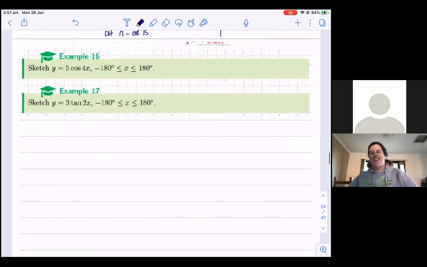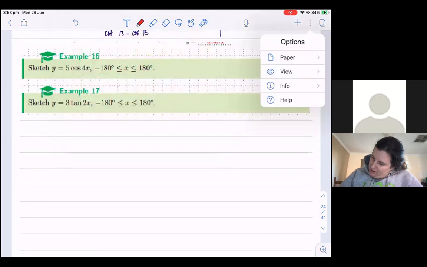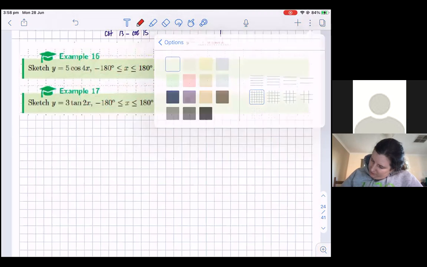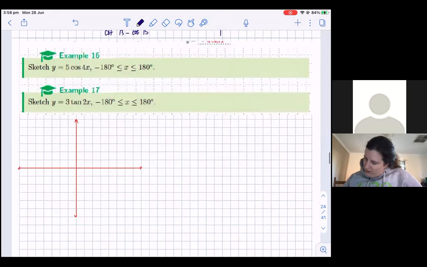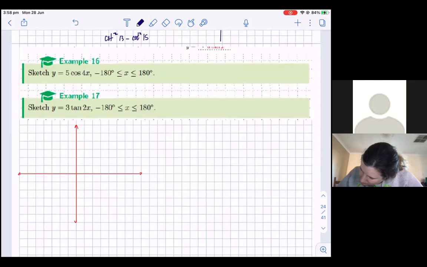Okay. Sketching trig functions. We're nearly at the end. 5 cos 4x. So it's happening 4 times as often, and it's going up to 5 and down to -5. And they want it from -180 to +180. I didn't count this, so fingers crossed. I'm used to doing these in radians. It's weird to think of 1, 2, 3, 4, 5. 1, 2, 3, 4, 5.